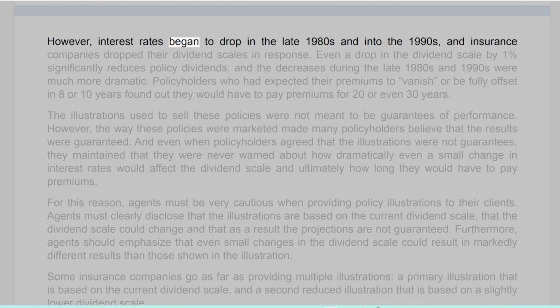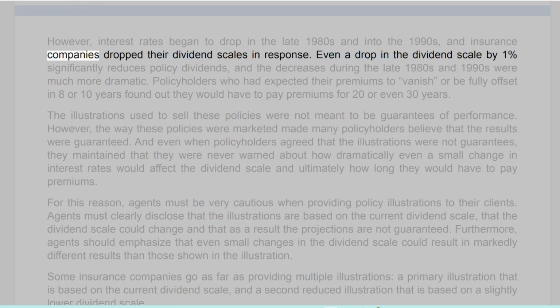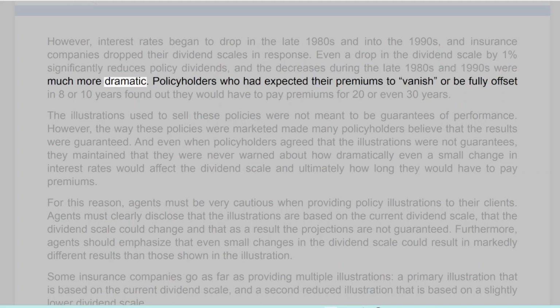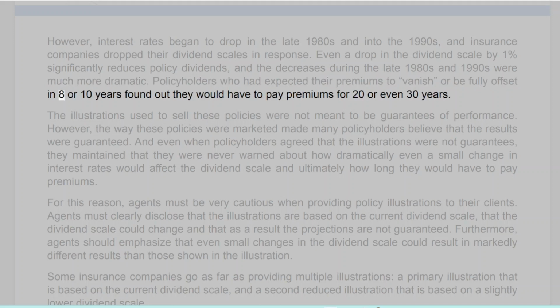However, interest rates began to drop in the late 1980s and into the 1990s, and insurance companies dropped their dividend scales in response. Even a drop in the dividend scale by 1% significantly reduces policy dividends, and the decreases during the late 1980s and 1990s were much more dramatic. Policyholders who had expected their premiums to vanish or be fully offset in 8 or 10 years found out they would have to pay premiums for 20 or even 30 years.